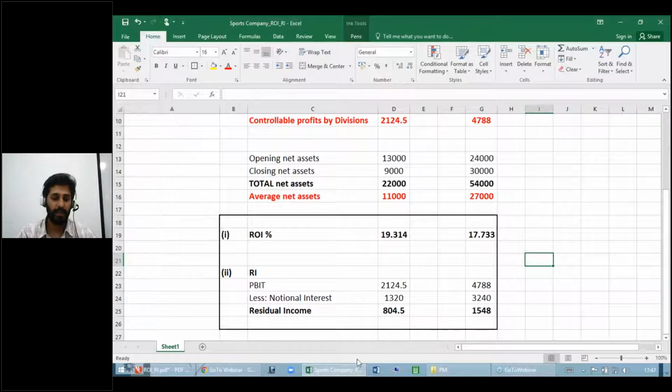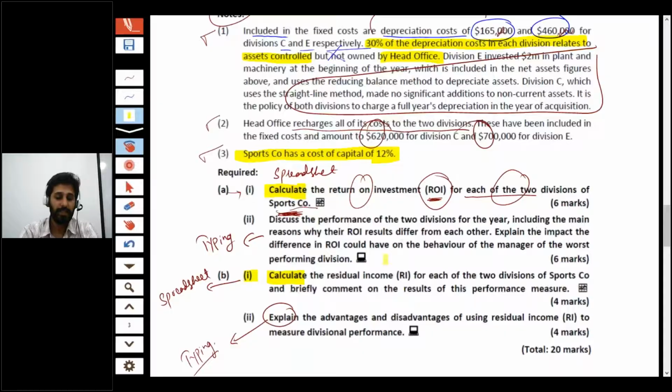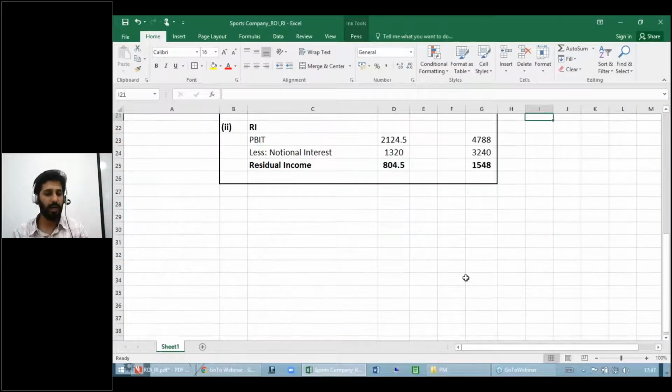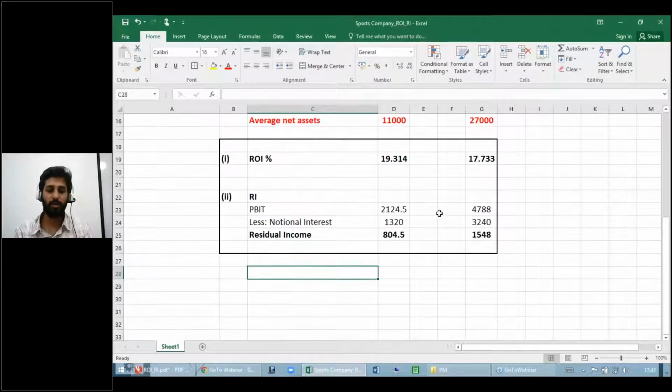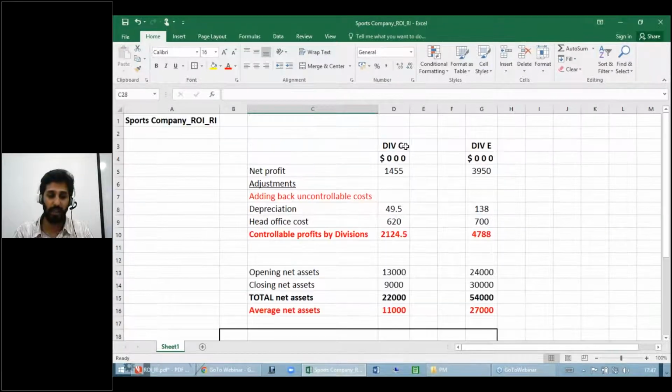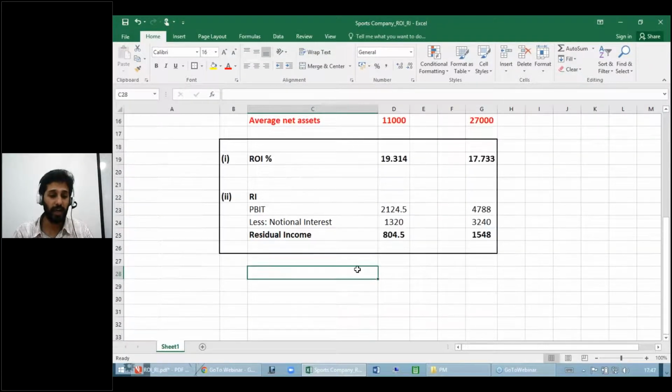Now, what is the complete requirement? They are saying to calculate RI for each of the two divisions and briefly comment on the result of this performance measure. You only have to comment on the RI performance measure, and this is the same spreadsheet, and I will be typing right here. Now, please tell me who is performing well, division C or E, only considering RI.